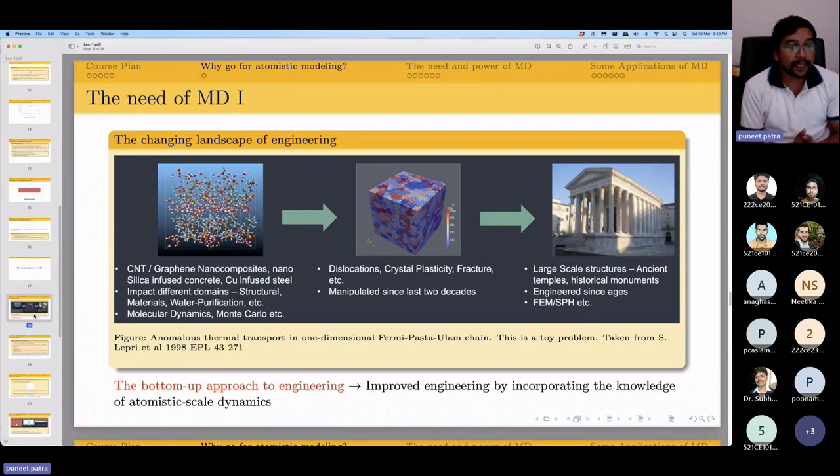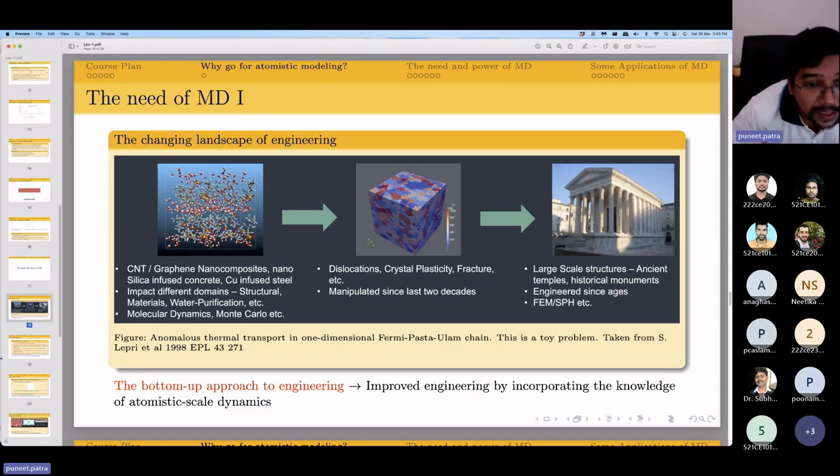Another reason why we should go for molecular dynamics is the changing landscape of engineering. And this perhaps is one of my favorite slides. This is most relevant to us civil engineers, because civil engineering as a profession has historically been based on hit and trial methods.